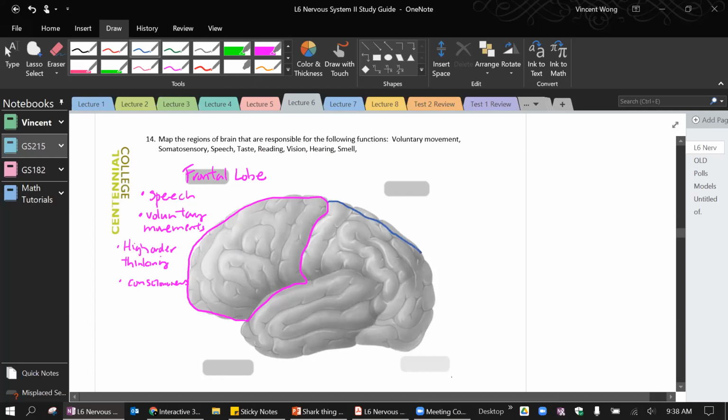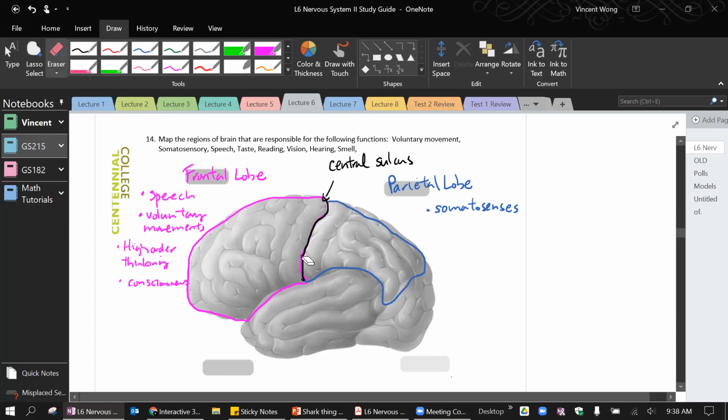We have our parietal lobe here. Parietal lobe, so that is for somatosenses. And that's one of the major functions of the parietal lobe, allows you to feel things. So the boundary between the frontal and the parietal lobe is this line. And that is called the central sulcus.